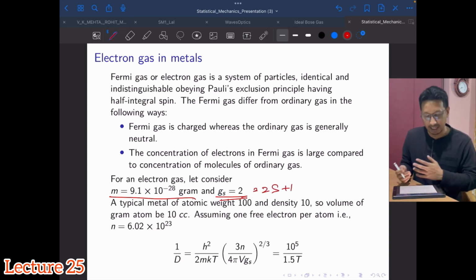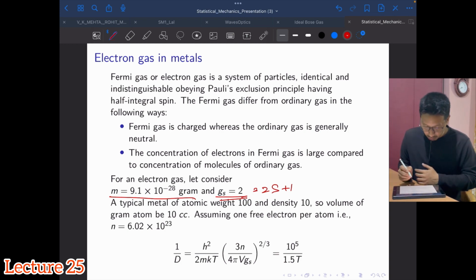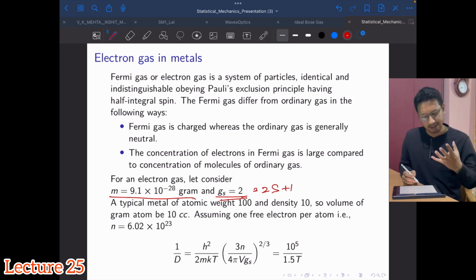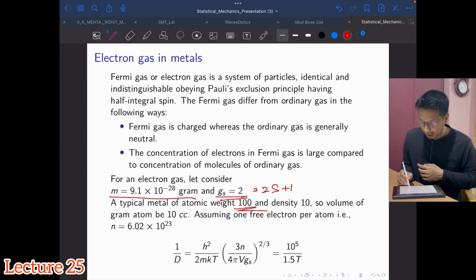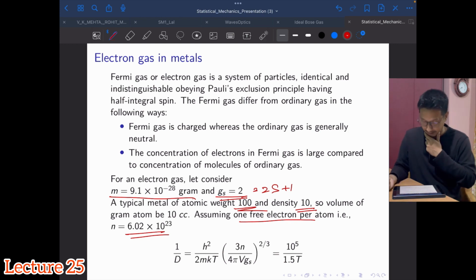S is half for the electron, S is the spin quantum number of the electron, so eventually you will get 2. So if you just take roughly a metal of atomic weight, let's say 100, having density 10, the volume will be 10 cc, 10 centimeter cube. Assuming for our simple calculation 1 free electron per atom, I will get an Avogadro number of free electrons if I have 1 mole of gas.